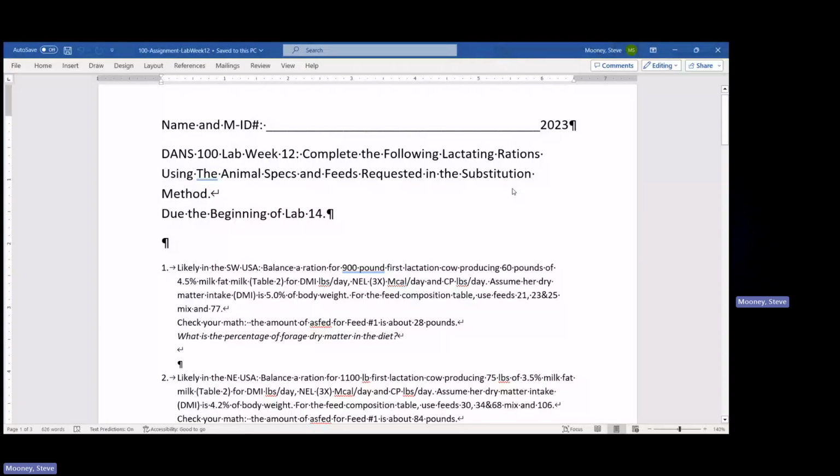Okay, next assignment. We're adding one more level of complexity. It should be relatively easy compared to the requirements of a lactating cow. So I put together some diets that are reflective of different regions of the US. So first ration is the Southwest.